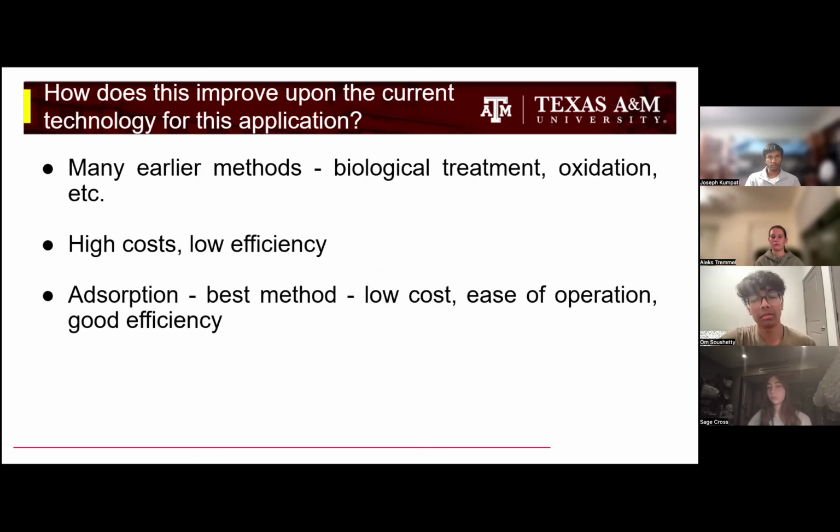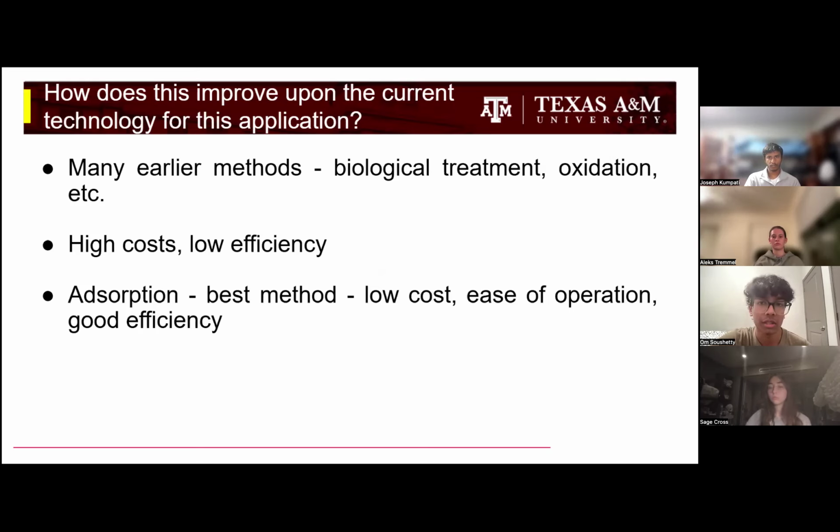There were many earlier methods to remove dyes, such as crystal violet, but they had their own disadvantages, which made them not very viable options, such as biological treatment, which had slow treatment times and production of toxic intermediate byproducts, oxidation, which had high costs and toxic byproducts, and photochemical degradation, which had high cost, limited efficiency with certain light sources or high dye concentrations.